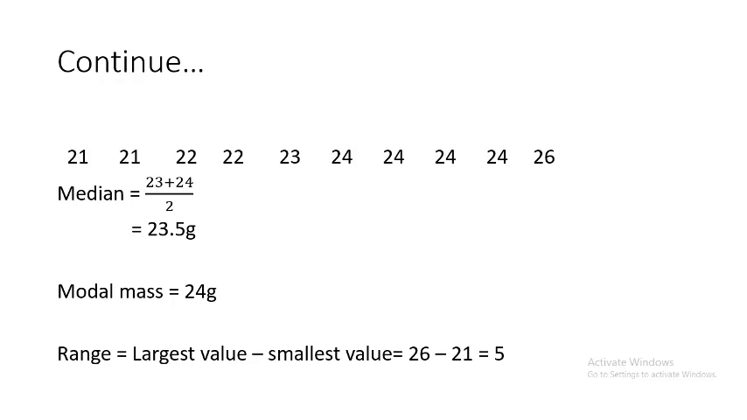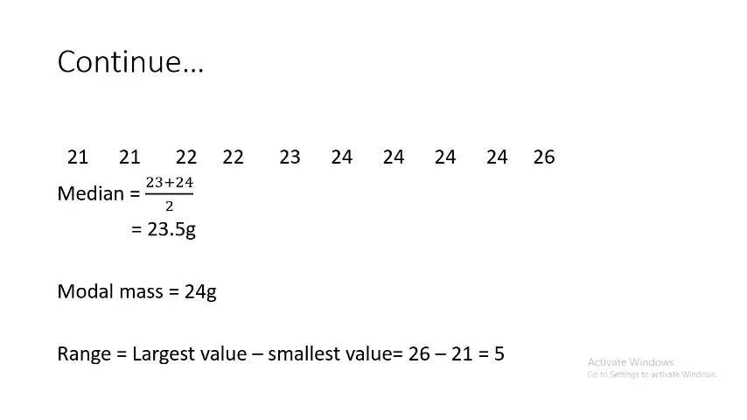Now, let us find the modal mass. The mode is the value which occurs most often. So here, let's check which number occurs most often. We have 24. So 24 is the modal mass.